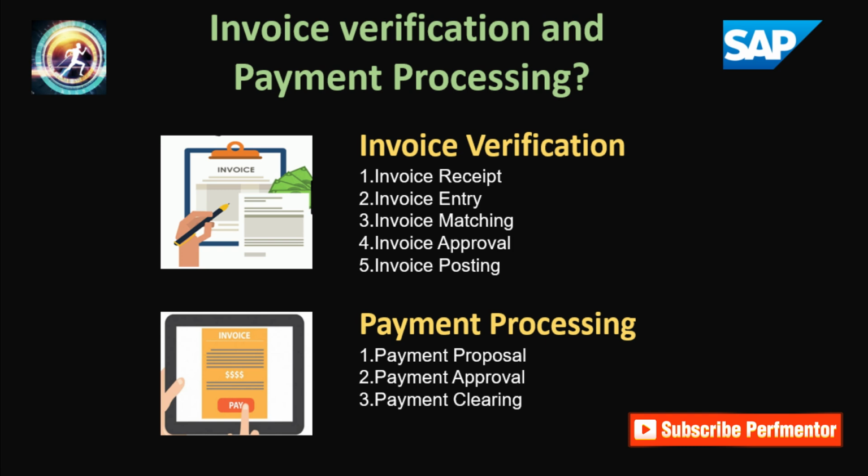And once that is done, the last step is the payment clearing. Payment clearing is nothing but the payments are reconciled with the bank statement and the vendor invoices. And once this reconciliation is done, it will update the accounts payable balance of the vendor or the supplier. And that's the end of the payment processing. With this, our entire purchasing process comes to an end.